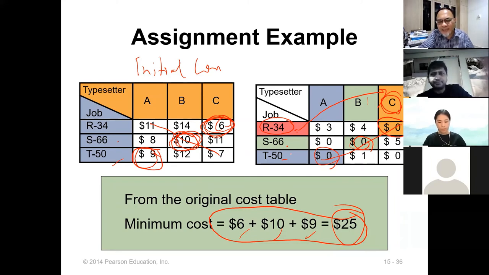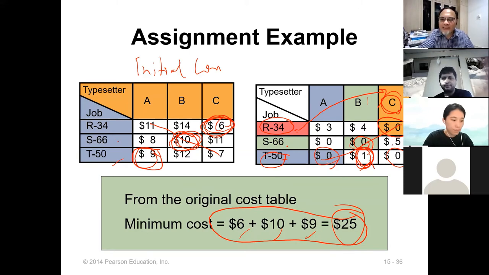If I assign T50, can I assign to C? Oh, already C is assigned. That's why. You can only assign one job. Can you assign to B? Cannot, because B is one here. So this leaves only A to do the assignment.